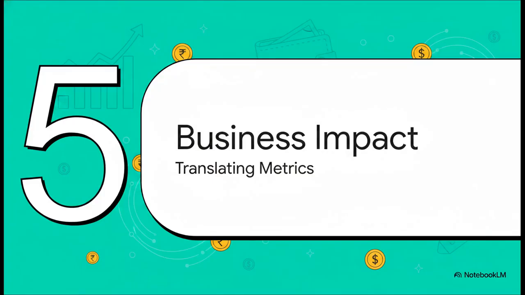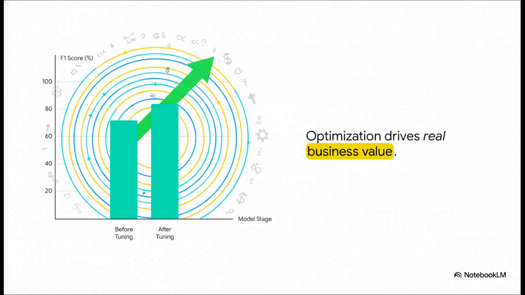Section 5. Business impact. Translating those metrics to actual value. As a data scientist, you might geek out over Bayesian optimization, but let's be real, stakeholders only care about what your tuned model does for their wallet. Money talks, right?